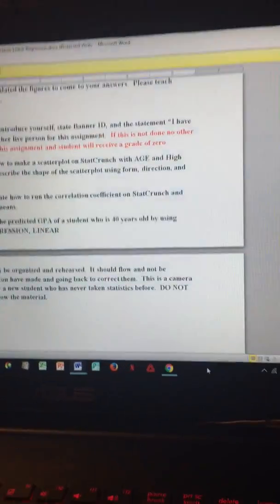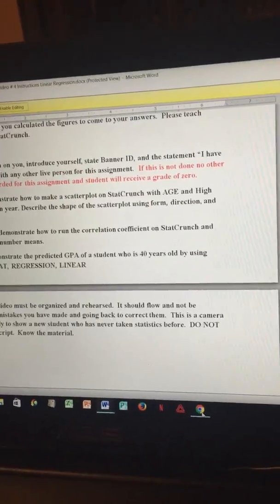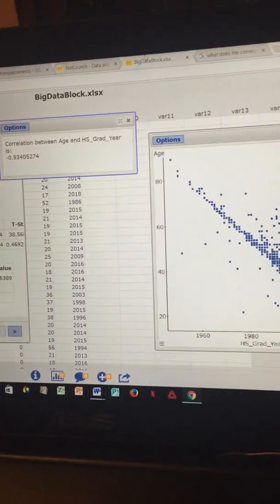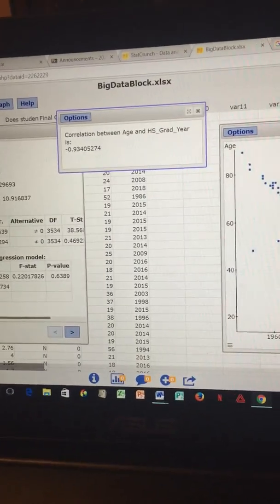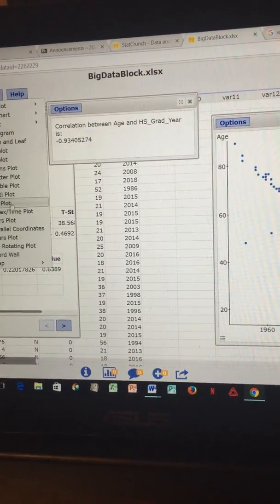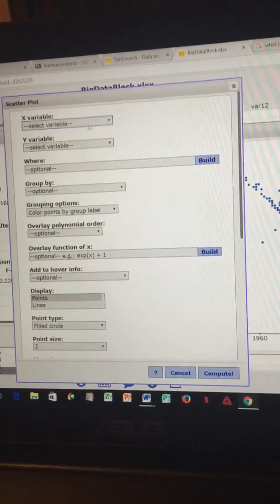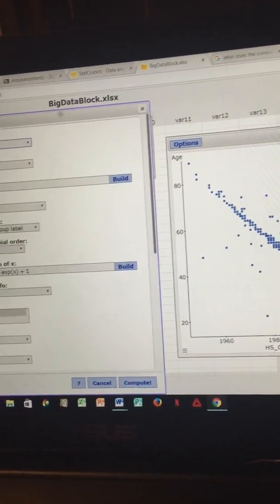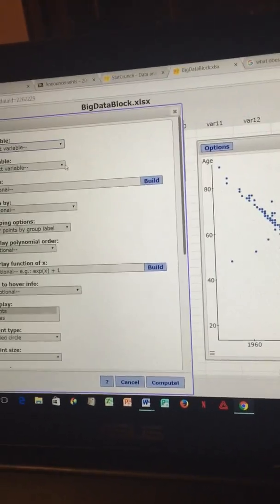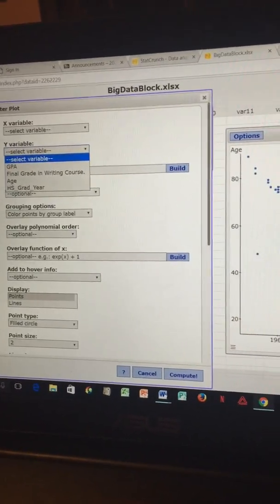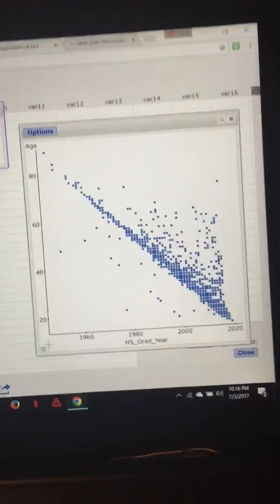Okay, so we're learning, this is video number 4, by the way. This is looking to scatter plot our data here. So graph, scatter plot. Select X and Y variable. The X variable is the high school grad year, Y variable is the age. So you just put those in, you hit compute, but I just made it, so it's right here.